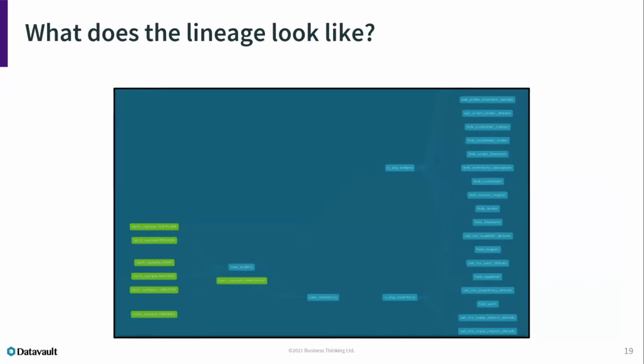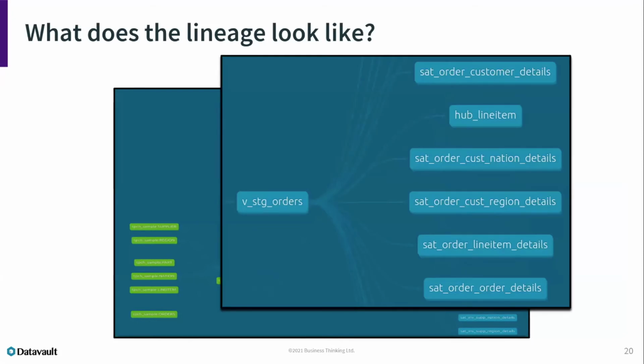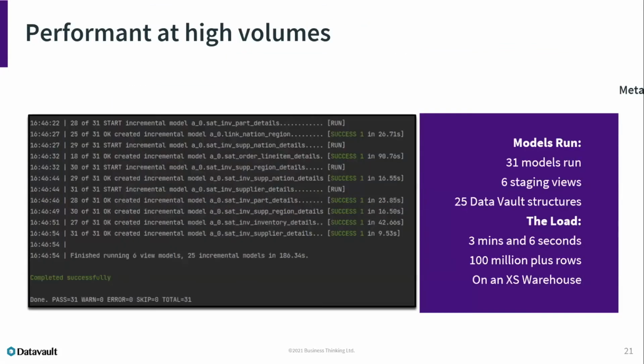So we also mentioned lineage diagrams. This is an example of a very zoomed out lineage diagram for the TPCH Snowflake dataset, which we've used to create a worked example for dbtvault. Let's zoom in on this. We can see that there's a number of satellites and a hub all being loaded with data from the V stage orders staging table. Well, in this case, a view, for example.